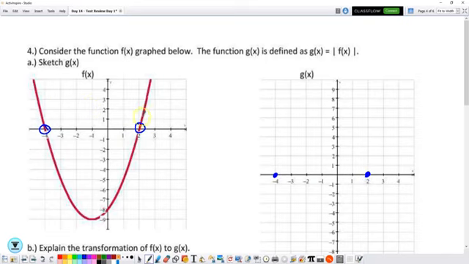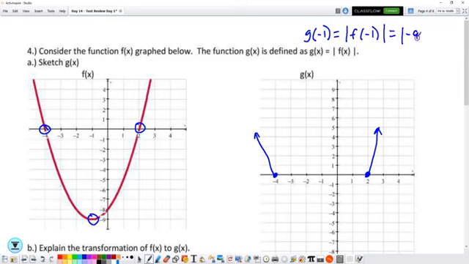Now, I also notice that these curve up. I don't have any really nice points here, but the absolute value of a positive y value is still a positive y value. So that point. Well, okay, so now I've got a point at -1, -9. So again, we're taking the absolute value of the y value. So if I do g of -1, that's going to be the absolute value of f of -1. I know f of -1 is -9. And the absolute value of -9 is +9. So -1, +9.